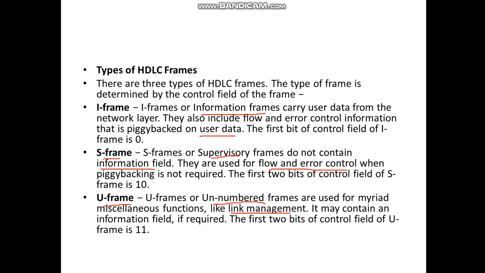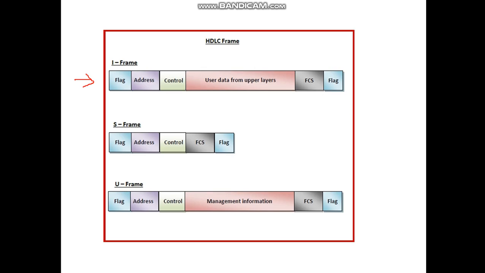What is link management? Establishing a connection between the sender and the receiver. That is a task that is performed by the U-frame. By sending U-frames from sender to receiver and receiver to sender, we can establish link management, or establish the connection. We can check if the connection is proper or not. So here it is. This is the main frame that is normally used.